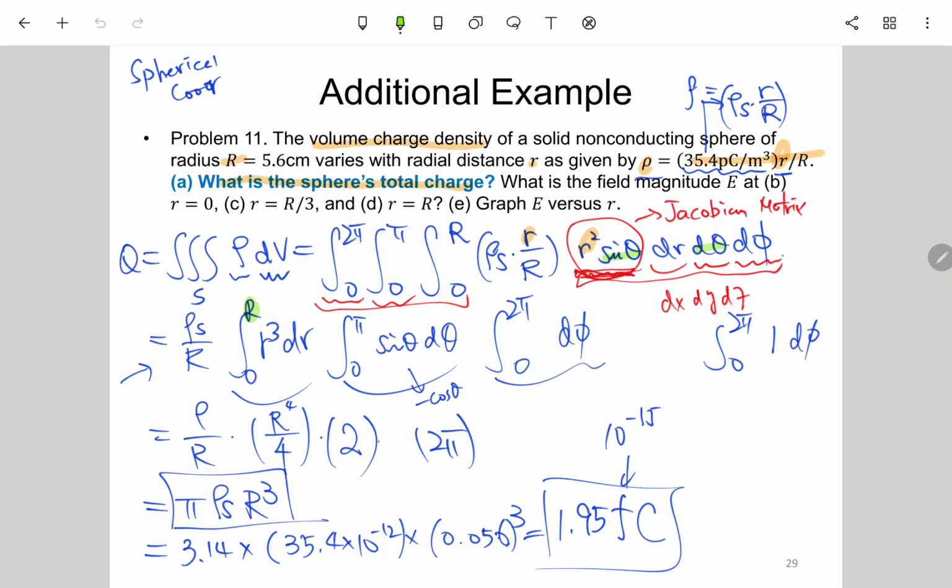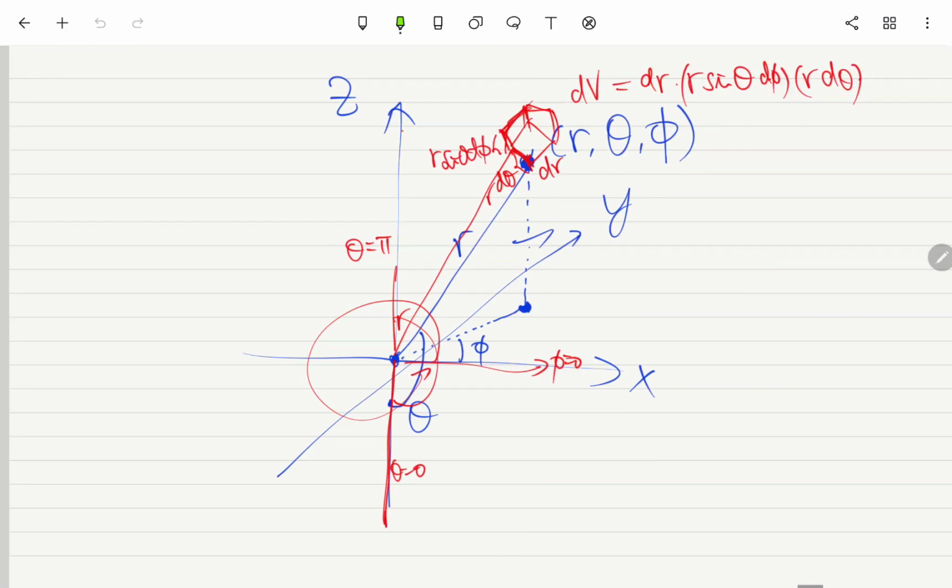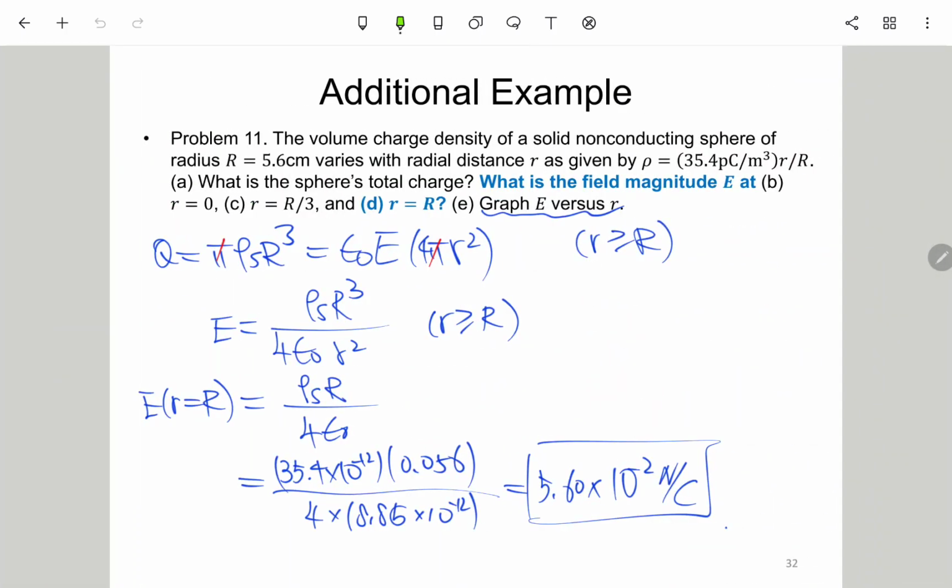We call it separable. The variables can be separable, so you don't need to calculate the triple integral layer by layer. You can actually separate the triple integral into 3 independent single integrals. Okay, so that's the case.